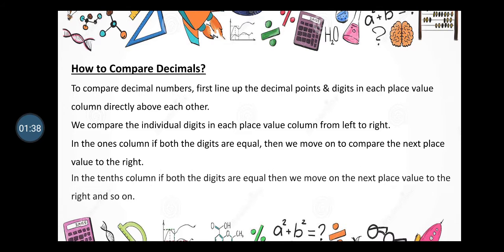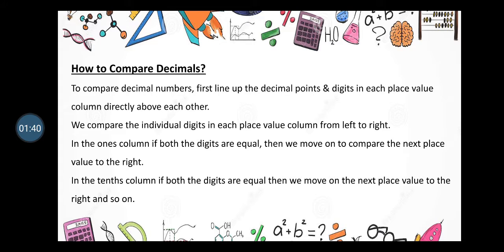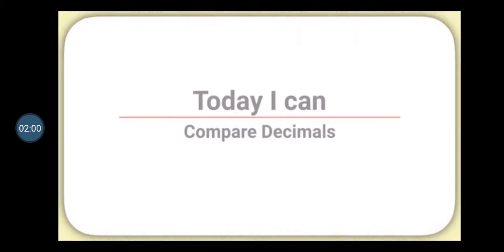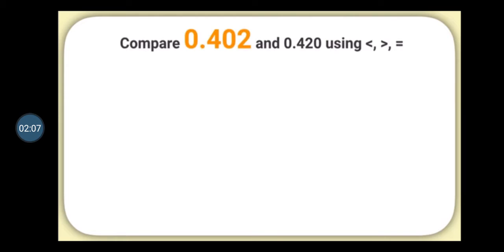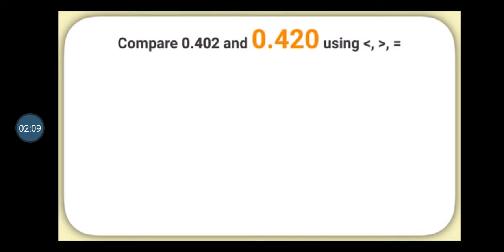In the tenths column, if both the digits are equal, then we move on to the next place value to the right and so on. Means if tenths is also equal, then we have to move on. At the hundredths column, if it is also equal, then we have to move on to the thousandths column. So in this way, we can compare the decimals. As much as the number is bigger, we can decide which number is bigger. So let us learn some examples.